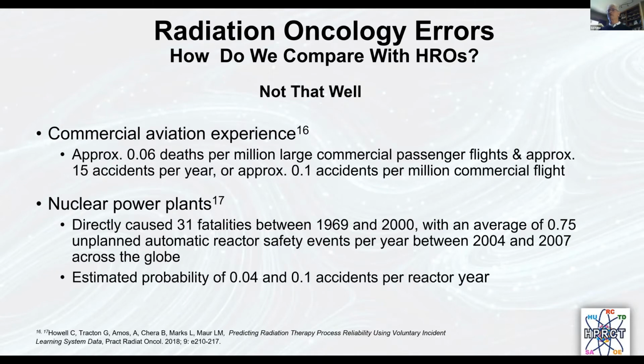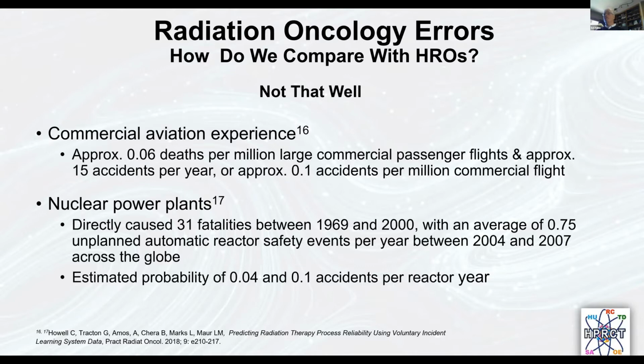Well, not that well. We talked about the commercial aviation experience, and you can see from here, there are 15 accidents per year, 0.1 accidents per million commercial flights. It's quite good. Nuclear power plants, very good job too. 31 fatalities between 1969 and 2000. And then we have unplanned automatic reactor safety events per year across the globe of about 0.75 between 2004 and 2007. So the estimated probability is quite low for an accident per reactor year. This is quite a bit better than healthcare.